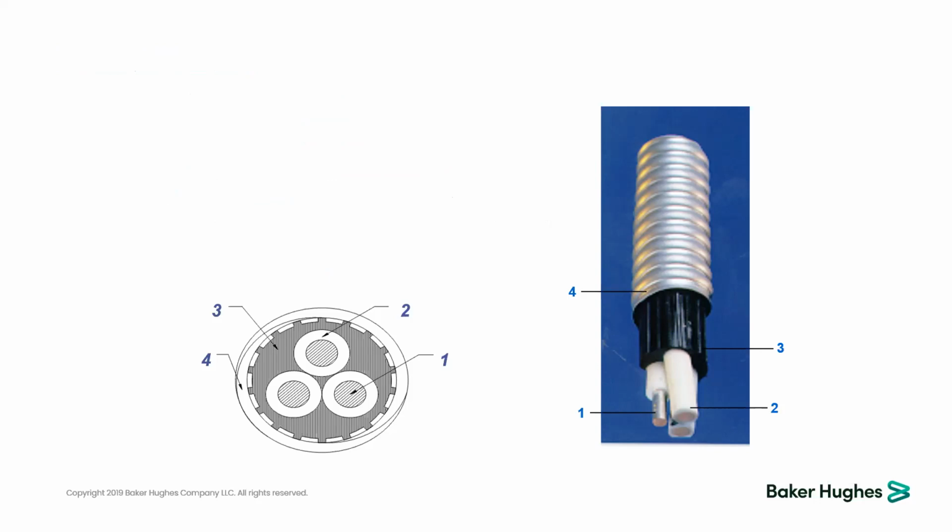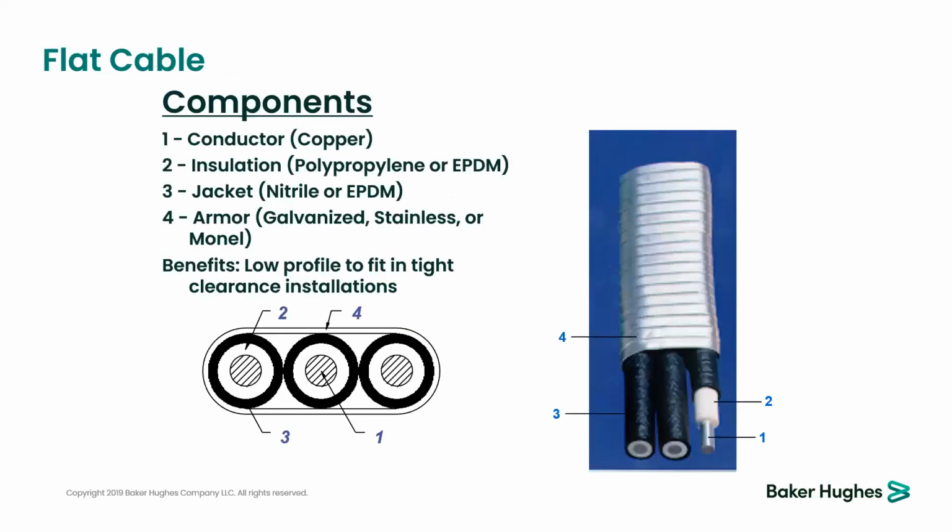For flat cable, it's almost the same components, but without the jacket that we already explained on the round cable. Okay, so the OD for round cable will be bigger than the flat cable. So if you have a clearance issue, you can use the flat cable.